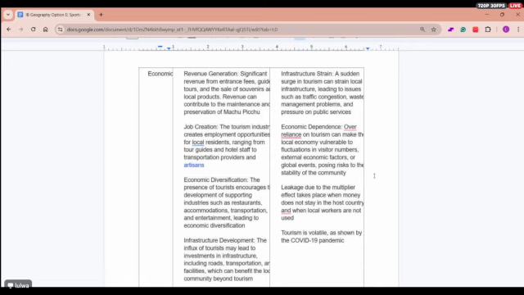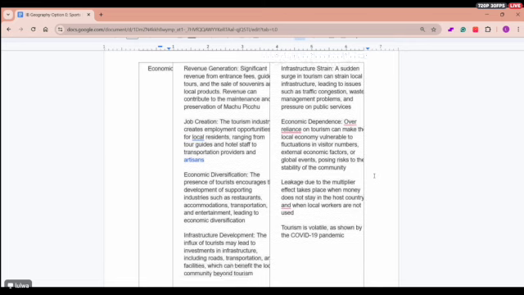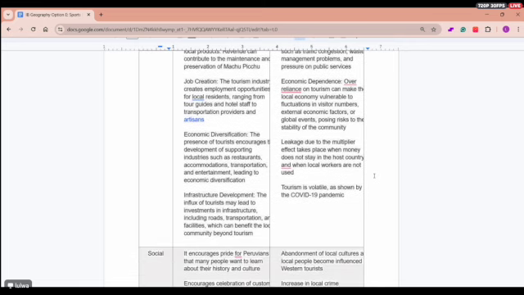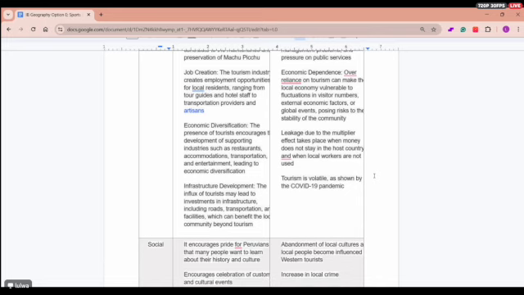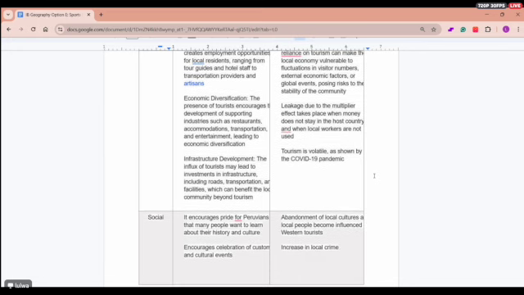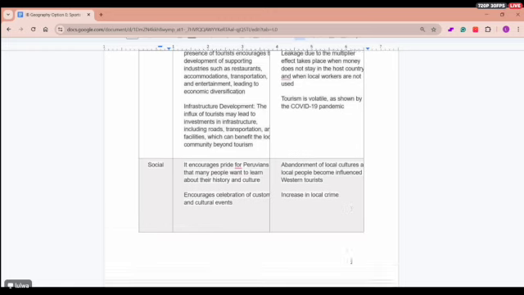You also have economic dependence on and over-reliance on tourism. You have leakage due to the multiplier effect, which takes place when money does not stay in the host country. And you also have tourism being really volatile. As you can see by COVID-19, COVID-19 really did halt tourism around the world, showing how volatile it is.